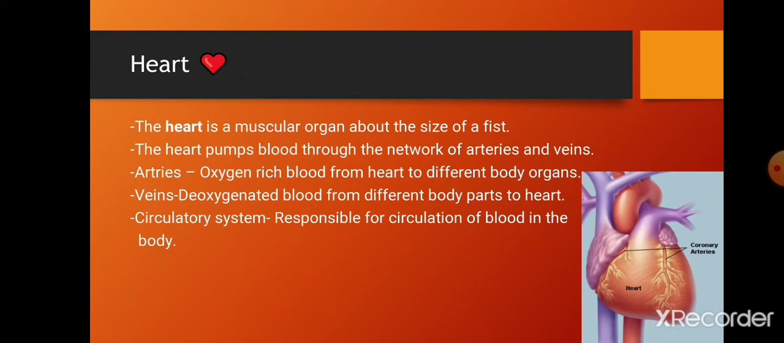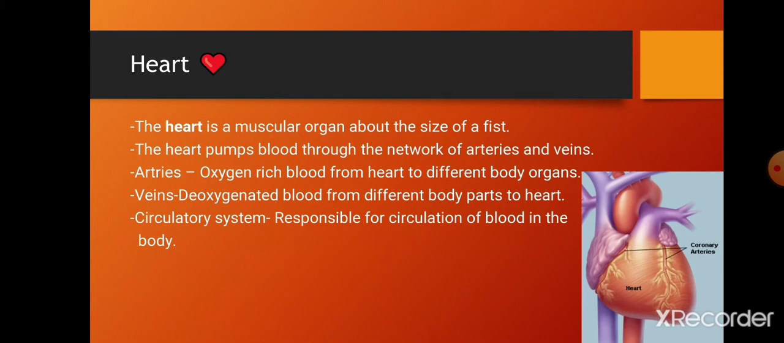Next we discussed heart. So you all know that heart is a muscular organ about the size of a fist. The heart pumps blood through the network of arteries and veins. Arteries and veins are spread all over the body. Arteries carry oxygenated blood and veins carry deoxygenated blood.